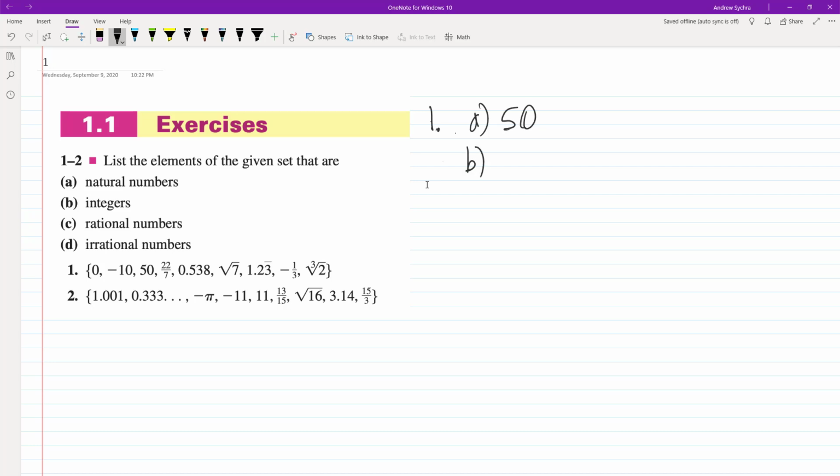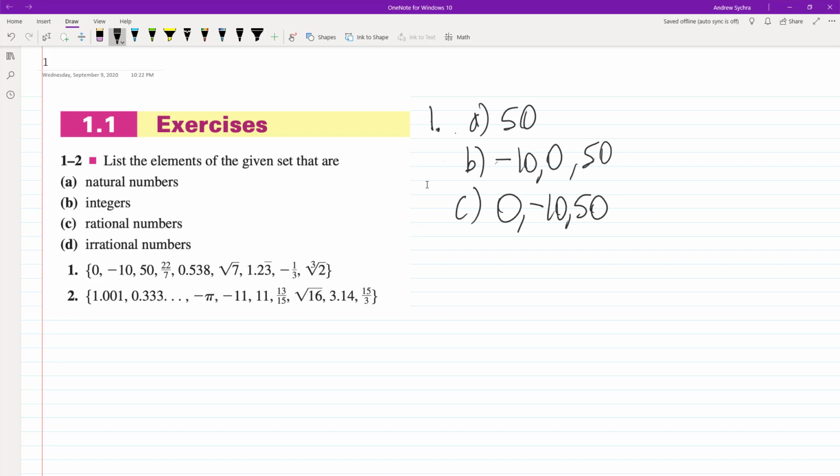Okay, B, integers. Well, we'll do it in order. So negative 10, 0, and that's it. 0. Oh, and 50. Sorry. C, rational numbers. So let's take a look here. I should just put them at the 0. Sorry. 0, negative 10, 50.